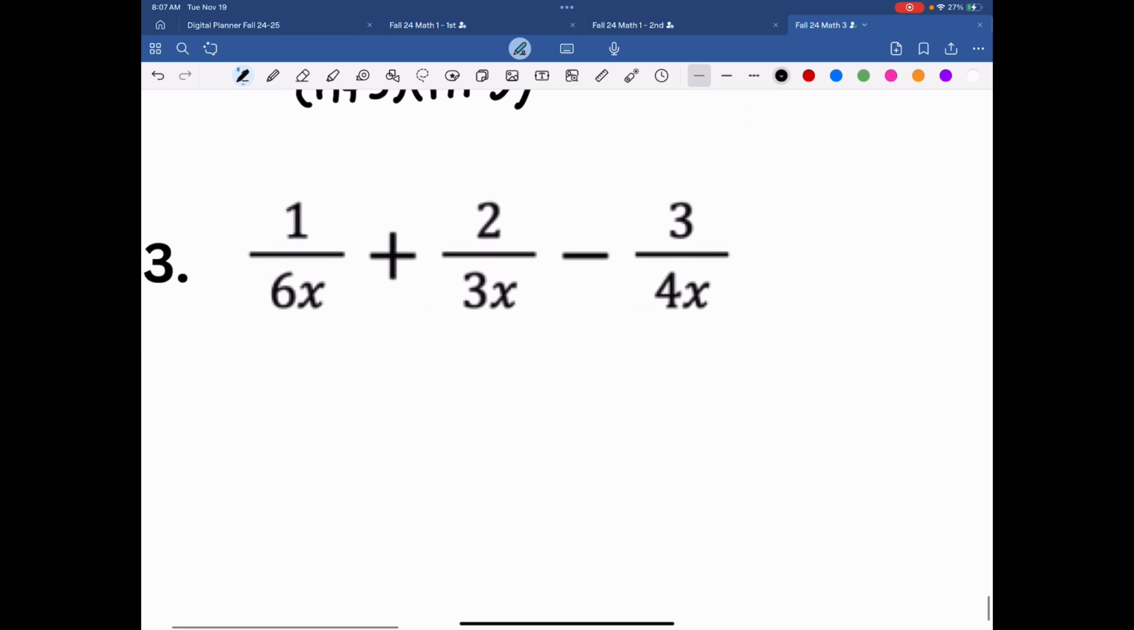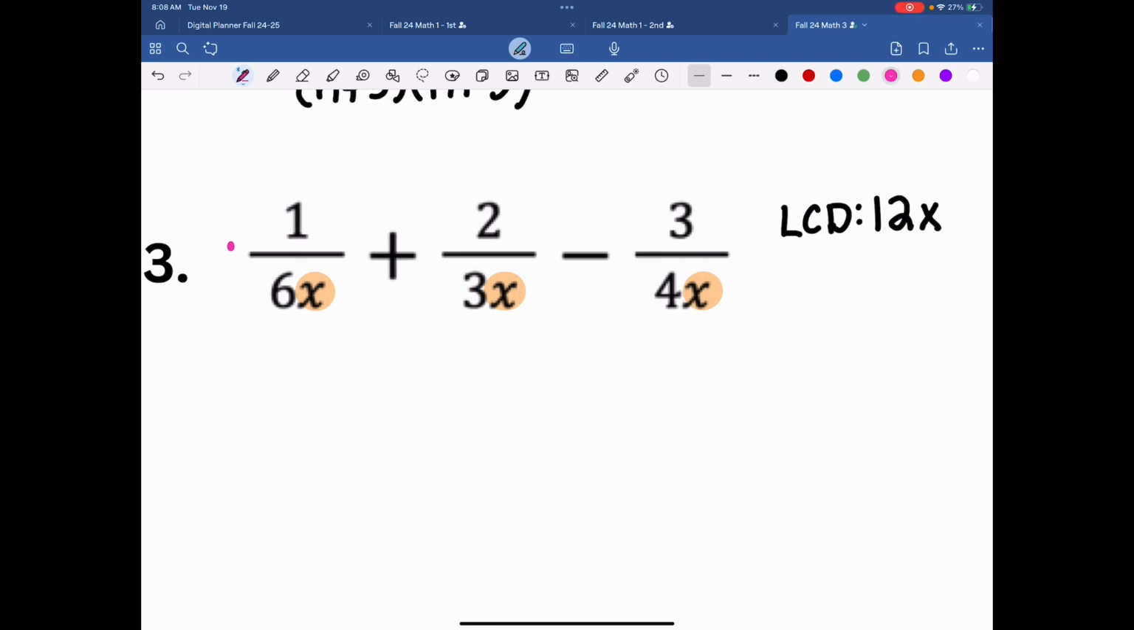So the next one, I actually have 3 pieces, and out of these 3 pieces, I have some addition here. So we're adding these two together, and we're subtracting these two. So what do they have in common? All of them have an x in common, so we don't have to worry about x. And then I'm looking at 6, 3, and 4. The least common multiple for that is going to be 12. So we can turn all of those numbers into a 12, depending on how we multiply it.